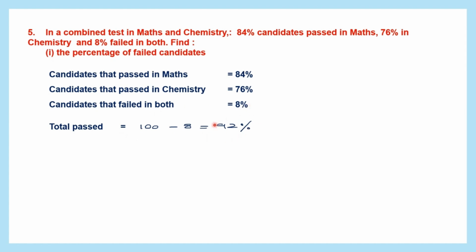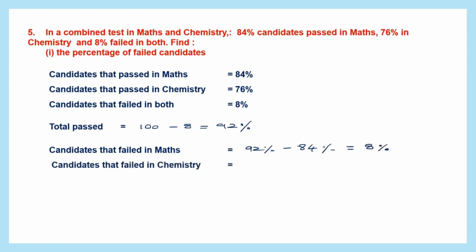Now, 92% is the pass percent, isn't it? Total number of students that have passed is given as percentage 92. But in maths, only 84% have passed. That means the remaining have failed. That means candidates that failed in maths will be 92% minus 84, because only 84% have passed. And here they're saying total passed is 92. That's more than 84, isn't it? So when we subtract these two, we will know how many failed in maths. So that will be 92% minus 84%. That will tell us the candidates that failed in maths. And that is 8%. 8% have failed in maths.